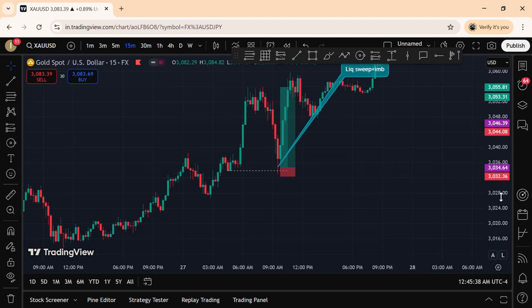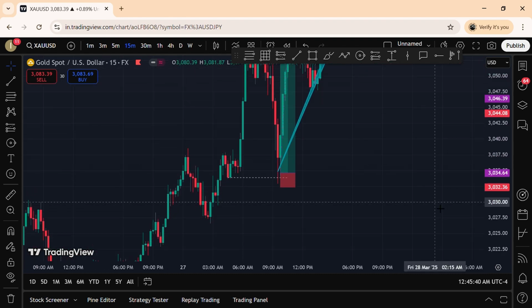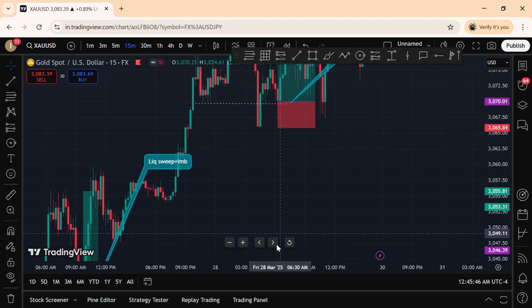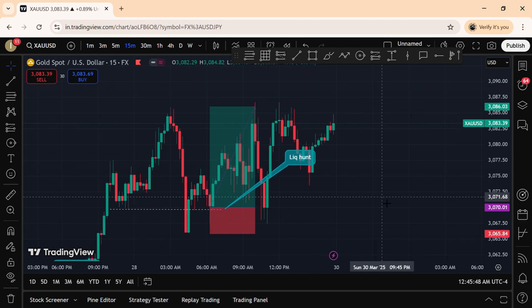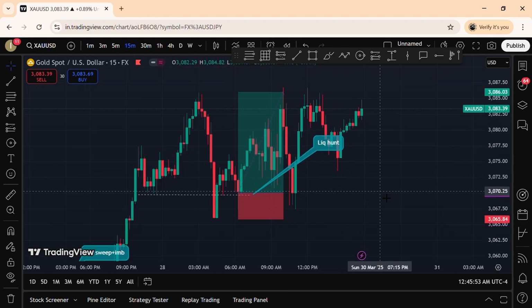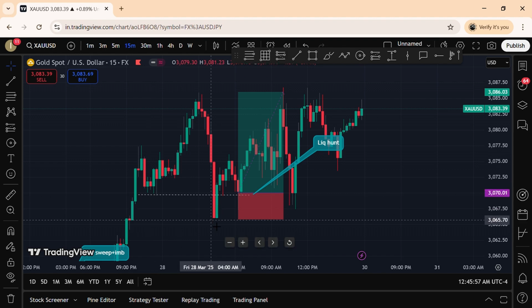You can clearly see the first trade was a liquidity based trade. Market took that liquidity and just went up. The second trade is definitely more interesting. Many people have thought that that was a breakout, but it is not.